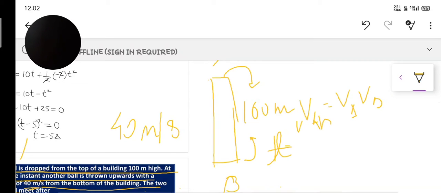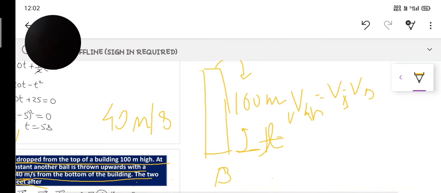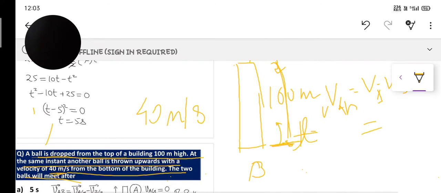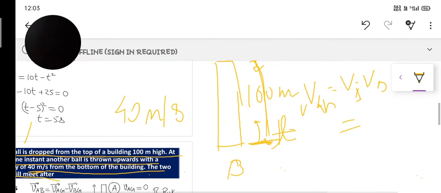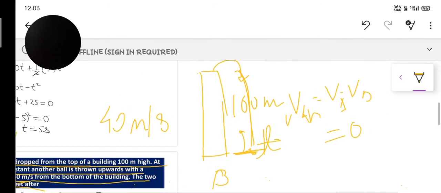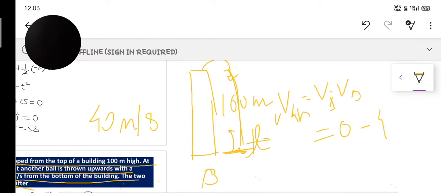Now b is stopped. Let both meet here. Now velocity of a minus b. What is the velocity of a? Initial velocity of a is 0. Yes, initially it is 0. Then minus b, which is 40. So it is equal to minus 40.